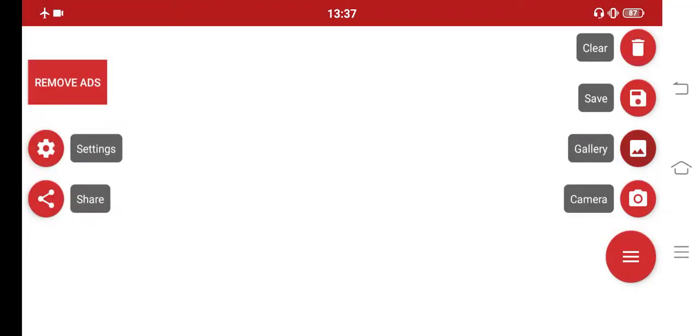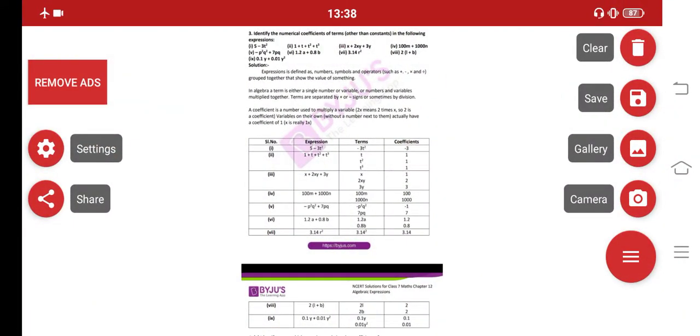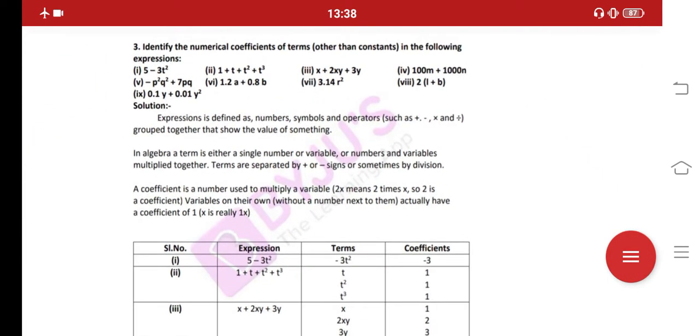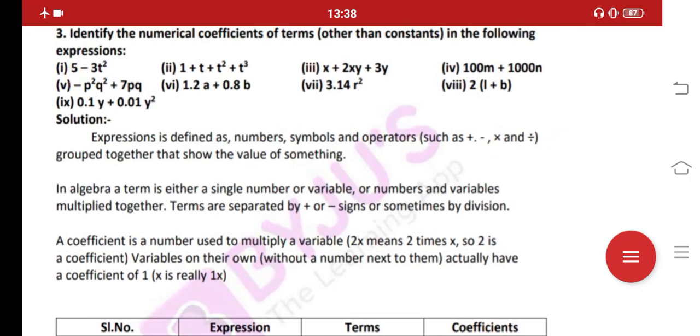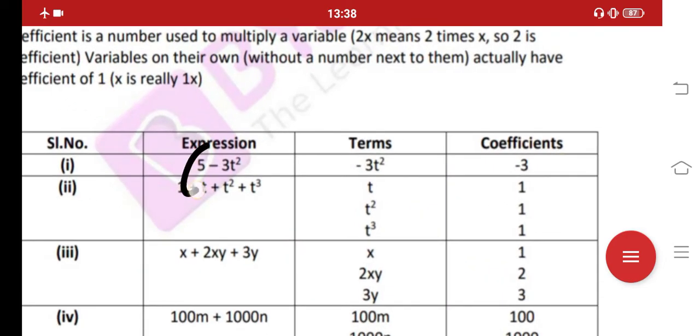So let us move towards question number 3. What is given in question number 3? Identify the numerical coefficient of terms other than the constant in the following expression. Numerical coefficient means any number which is multiplied with a variable. And we have to eliminate any single number which is written alone, as that is considered a constant. So see here, 5 minus 3t square. Now here you can see 5 is all alone, no variable is multiplied with 5, so we cannot take out any coefficient from 5, because we have to take out the coefficient from the given variable.